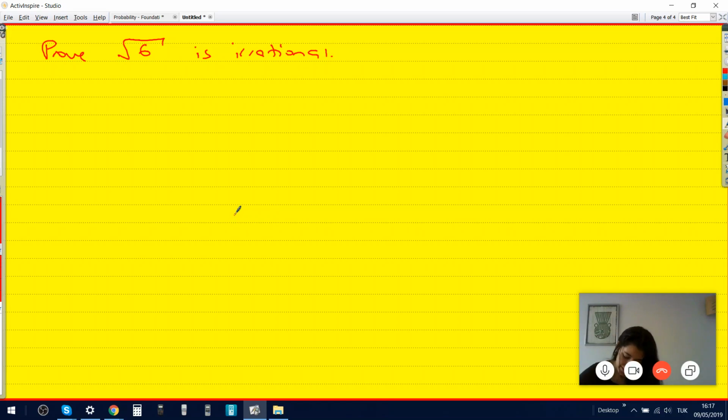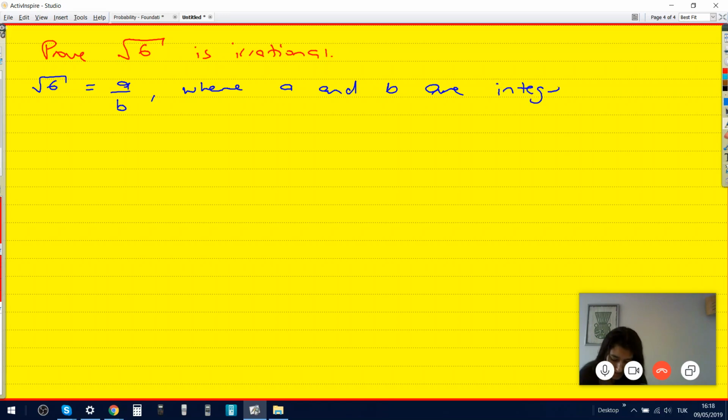So root 6 equals a over b. That means 6 equals a squared over b squared. Assuming that root 6 equals a over b, where a and b are integers and all that. And what's the second thing? 6 equals a squared over b squared. Second assumption.